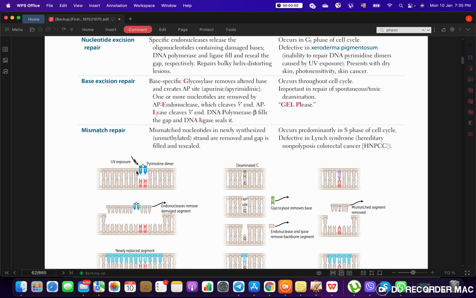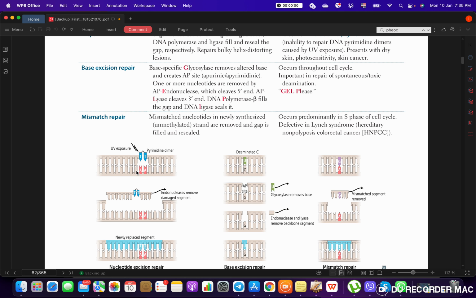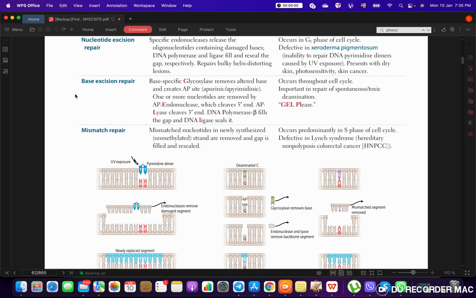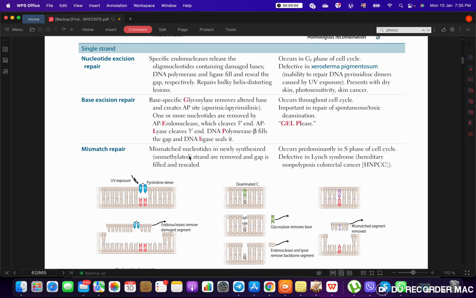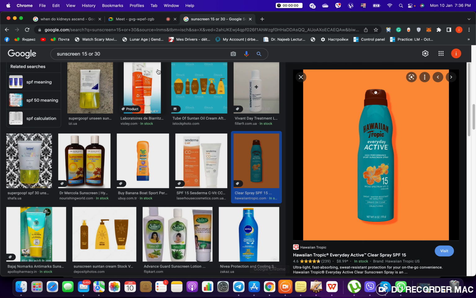What is a nucleotide made out of? We have a base, a nitrogenous base, a sugar, and a phosphate. Now let's say we only have a problem at base excision repair. So the problem is only at a what? At one base. That's it. It's not the whole thing. It's just one base defective.